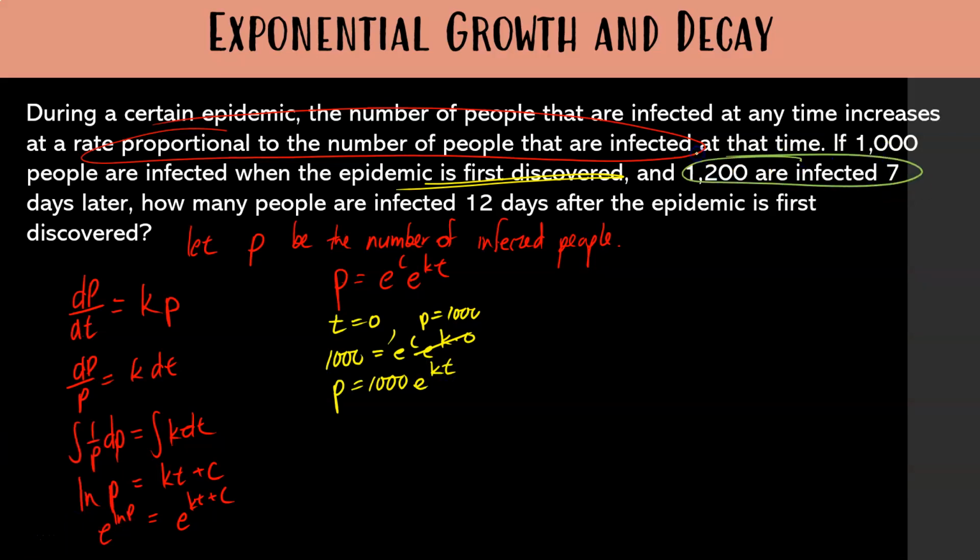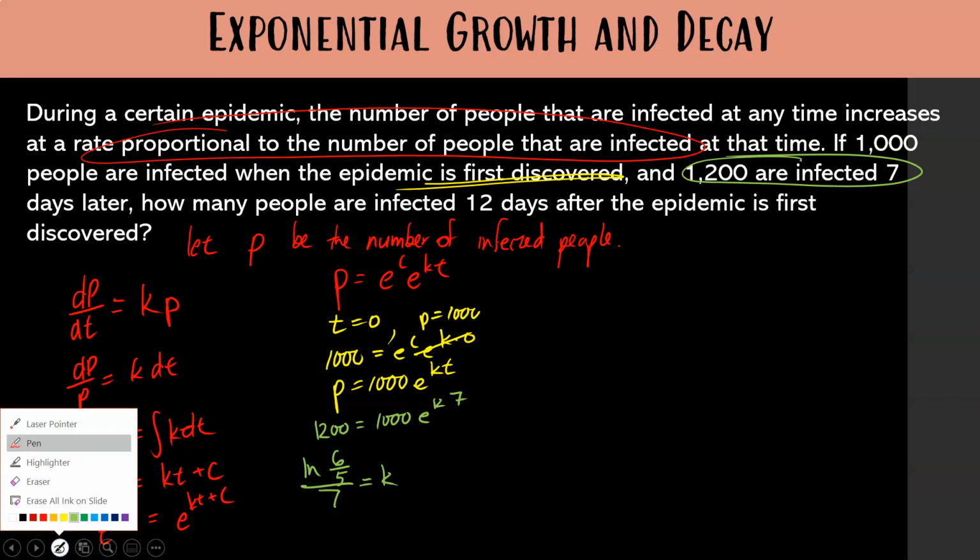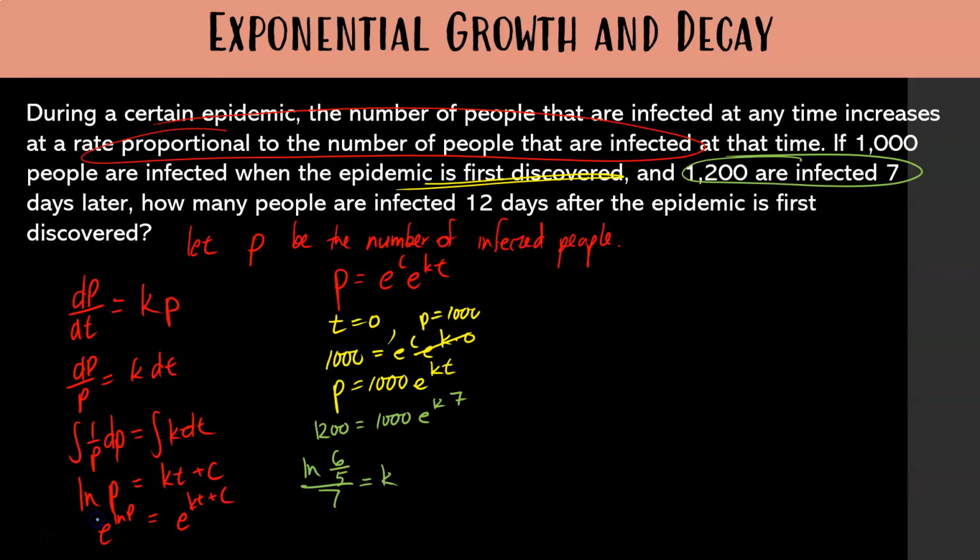Let's use our intermediate data point. 1,200 people are infected 7 days later. And what is that going to be? 6/5, inside the natural log, divided by 7, is that k value. I'm hoping you're okay with me moving a little more quickly.